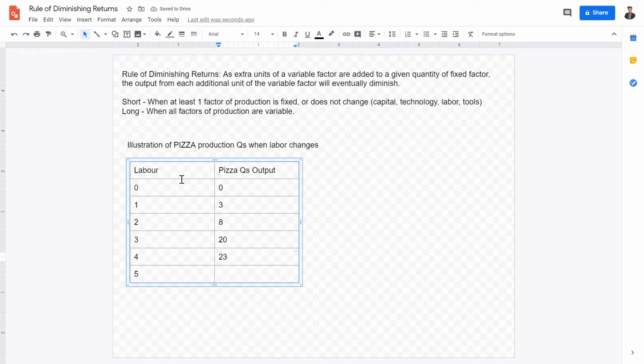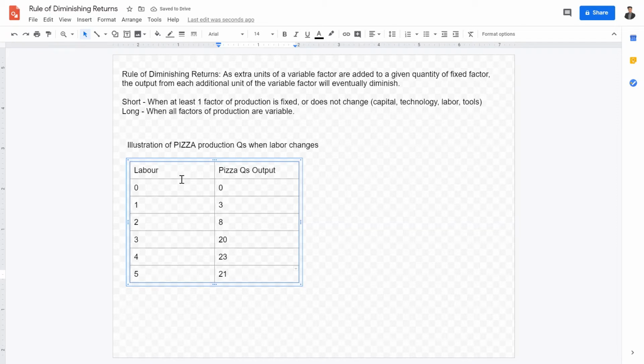The more labor you have, the more pizza quantity you can have. Of course, that makes sense because with more labor, each person has less work to do, therefore the production quantity increases. However, let's say because your kitchen is so small, or your restaurant is so small, if you hire an additional worker, your production actually decreases because people start bumping into each other.